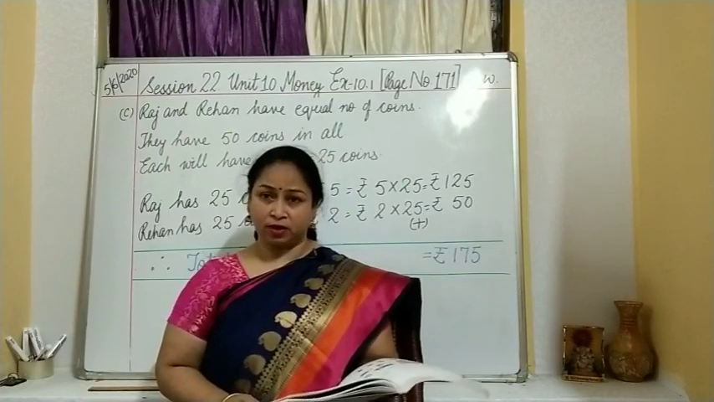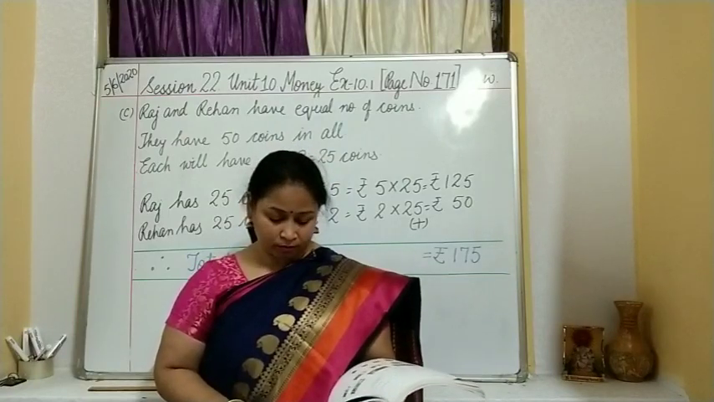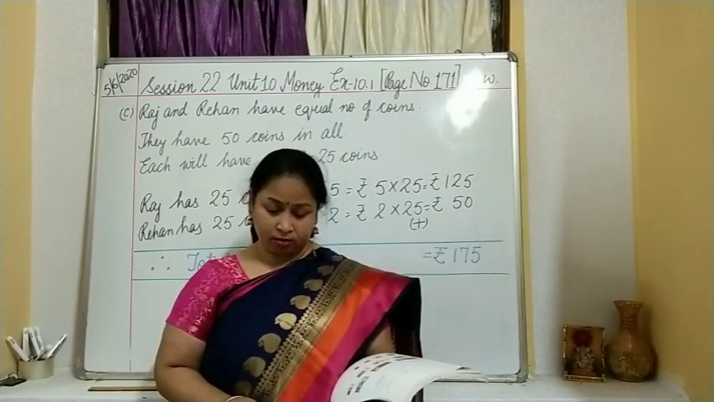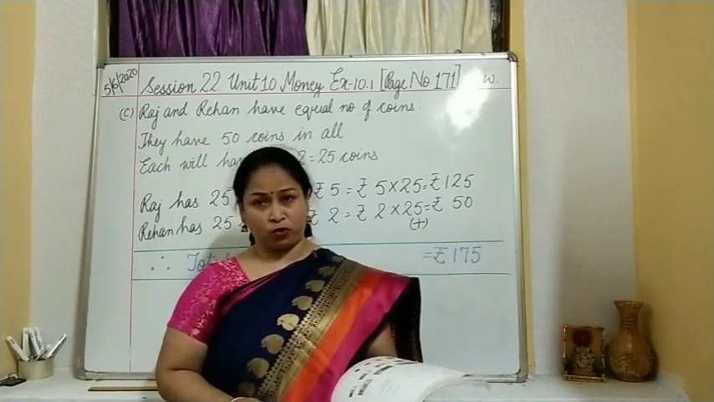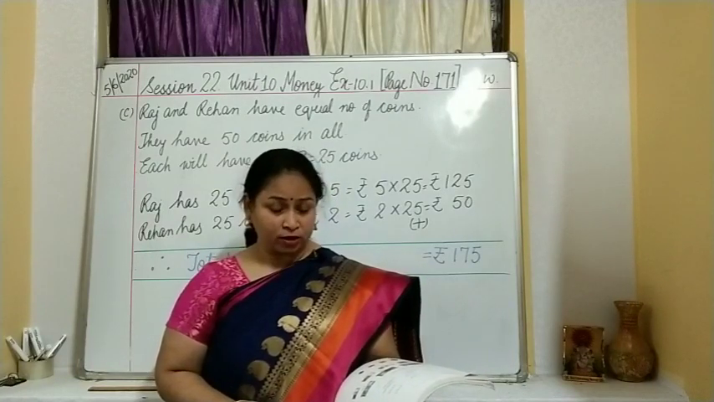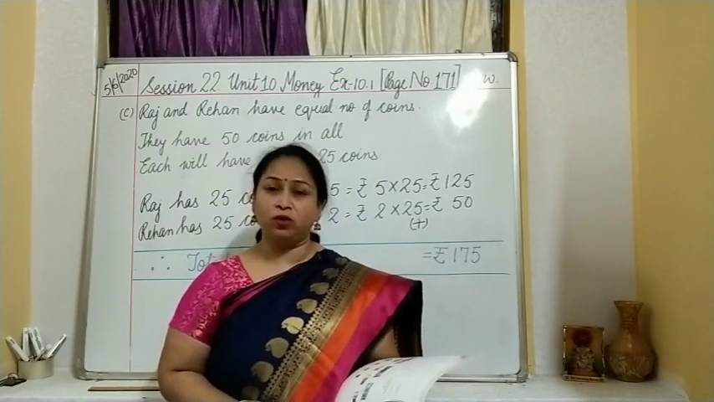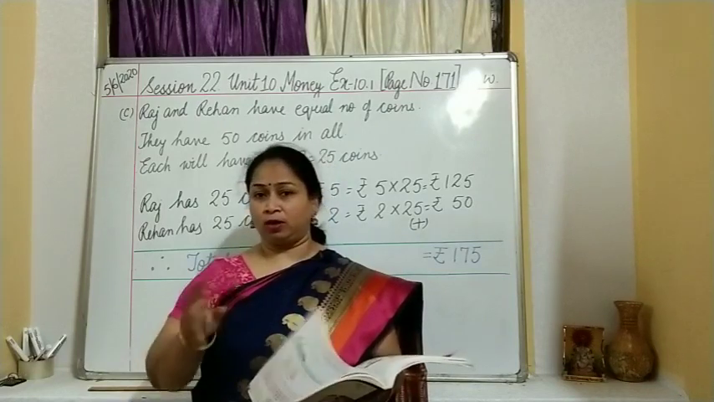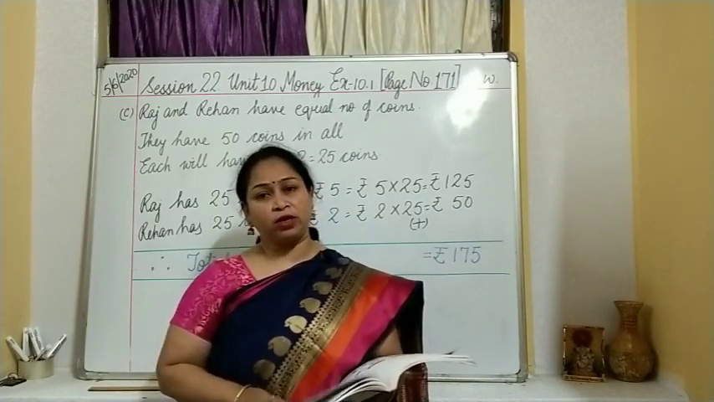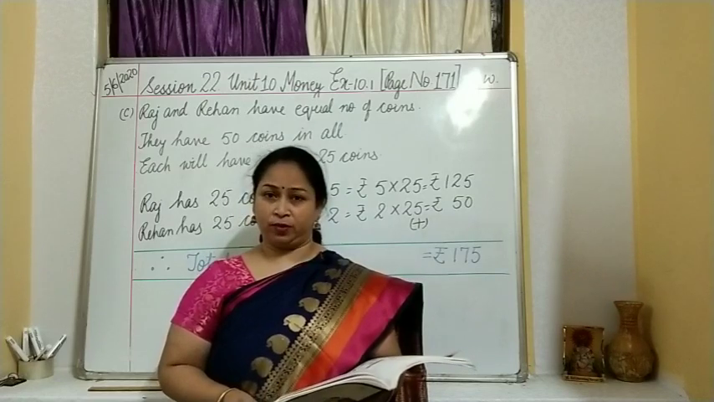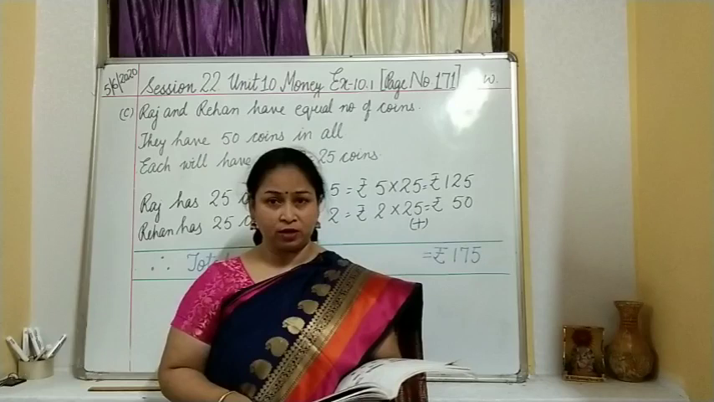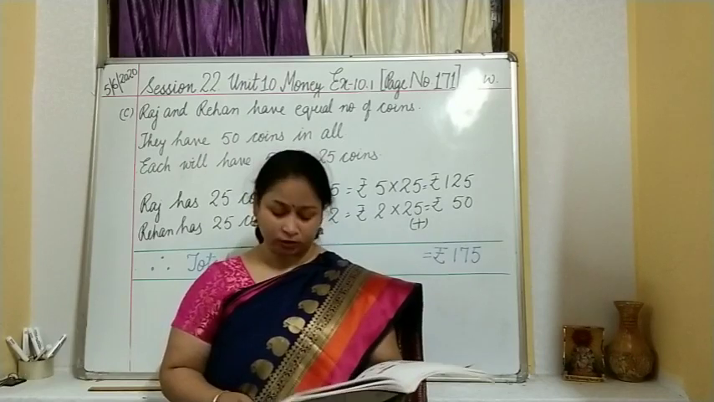So let us move on to the third question. Children, first and second question is over of the word problem. Look at the third question. Raj and Rehan, they have equal number of coins. They have 50 coins in all. That means both together when they collected, the number of coins is 50. That means each one must be having 25 each, as they are having equal number of coins.